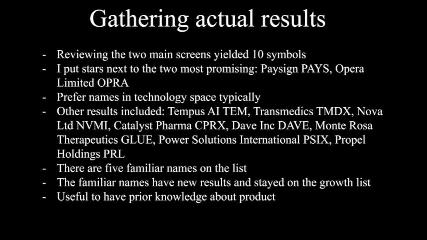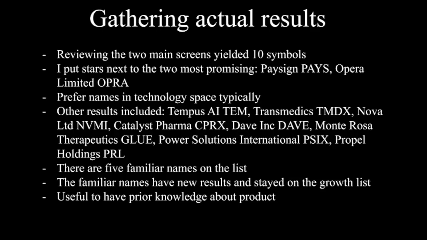One hint that the company could be really promising is if they're in an industry which is typically a fast grower, like software or finance. And I had stars next to two names. One was Paysign with symbol PAYS. The other was Opera Limited, OPRA. So we'll typically prefer the names in the technology space over cyclical industries like metal and mining.